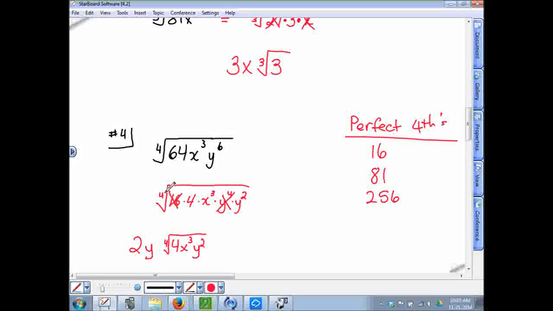There is one tiny little thing we're forgetting. Didn't we take an even root, and it came out with an odd exponent? Y to the 1st, technically an odd exponent. What are we missing? Absolute value around that y.